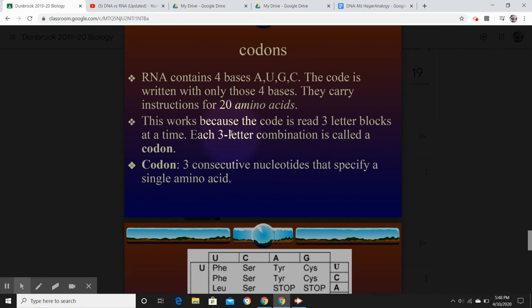So each 3-letter combination in messenger RNA, each 3-letter word, is called a codon. Codons are 3 consecutive nucleotides, such as ACG or CCU. That would be known as a codon. It's like a genetic word.